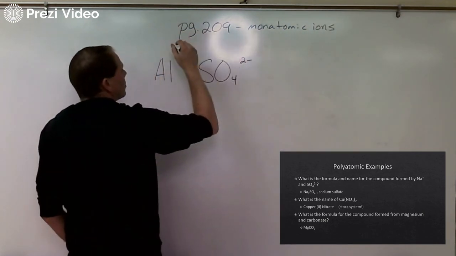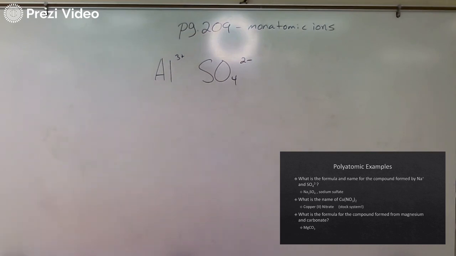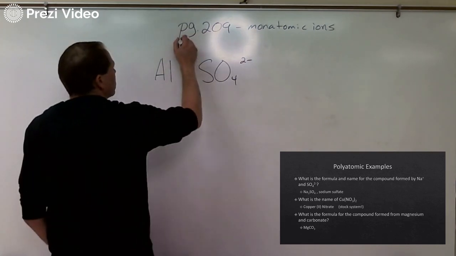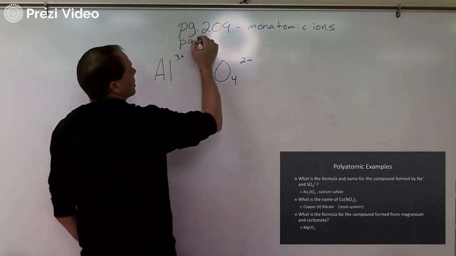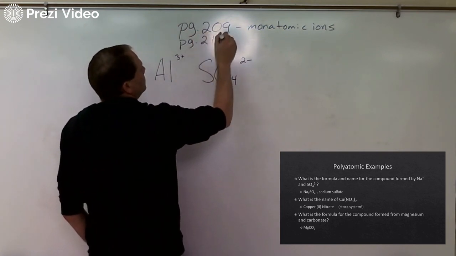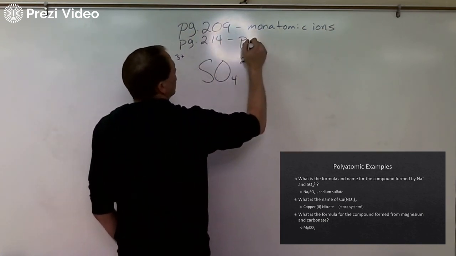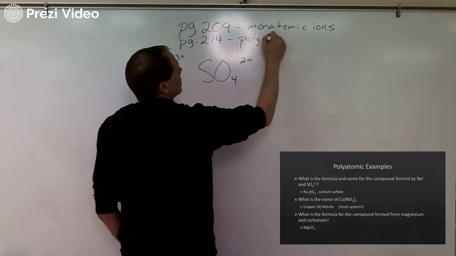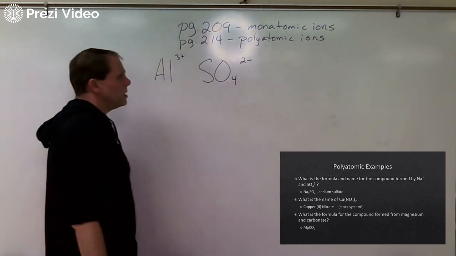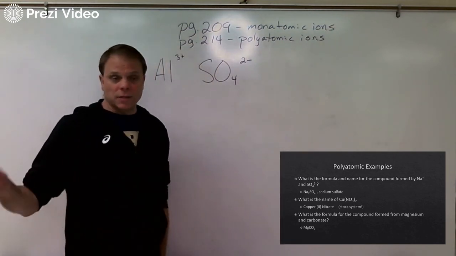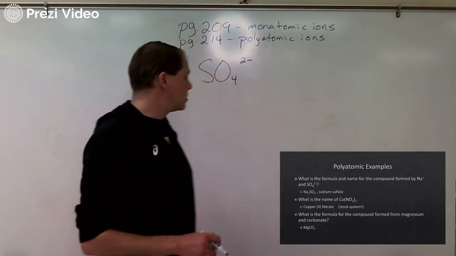Most of the monatomic ions can be determined from the periodic table, because you can identify those pretty easily by looking at which group it's in, unless there's more than one charge. Like this one only has one charge, but if it had more than one charge you might need the book. And then on page 214 are the polyatomic ions, and again, that's one that you're going to want to be able to access over and over and over again. So, pages 209 and 214.